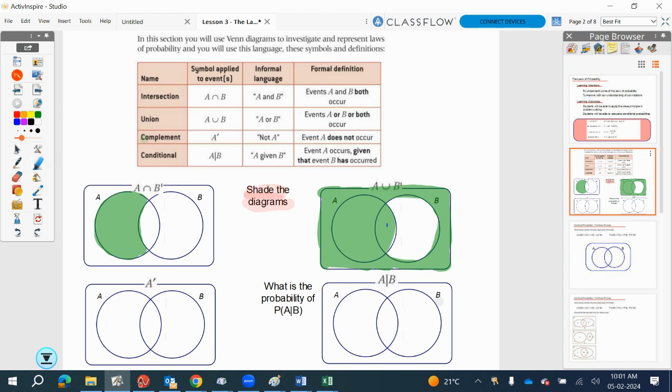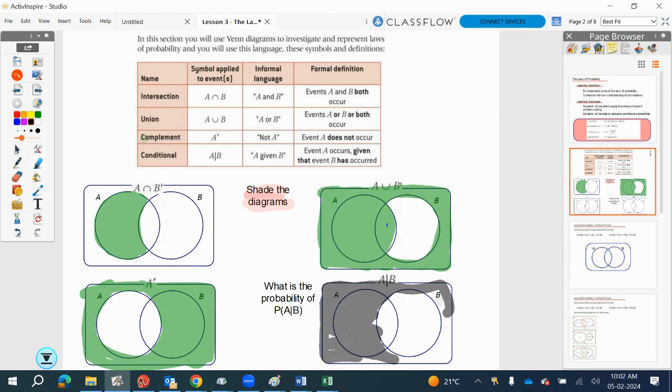Okay, not A. This one's a bit easy. So A is here. This is everything that is not in A. Not A. And then A given B. So what I like to do with this one is start off with graying out how the universal set is reduced. So we start by taking all of this away.